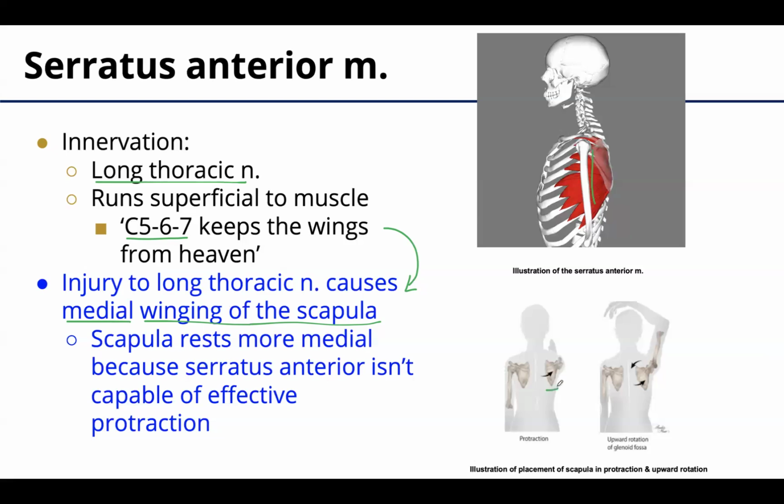So remember we said protraction is moving that scapula lateral. Well, if it can't do that, then that can cause weakness and it can cause the scapula to just sit more medial than it should or than typical.